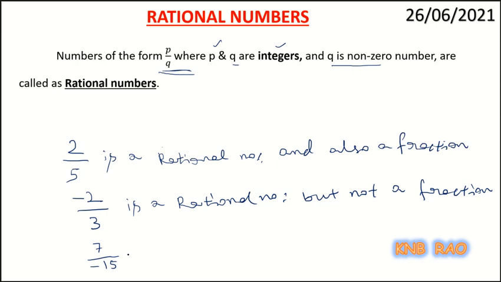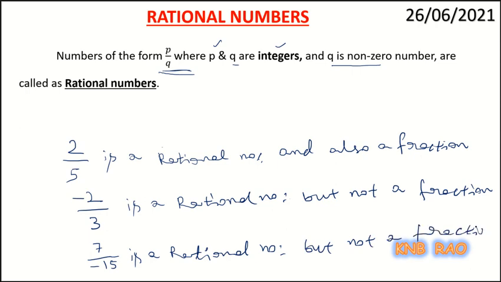whereas minus 7 by 15 or 7 by minus 15, both are same. 7 by minus 15 comes as minus 7 by 15. It is only a rational number but not a fraction, because here minus 15 is not a natural number to call that a fraction.